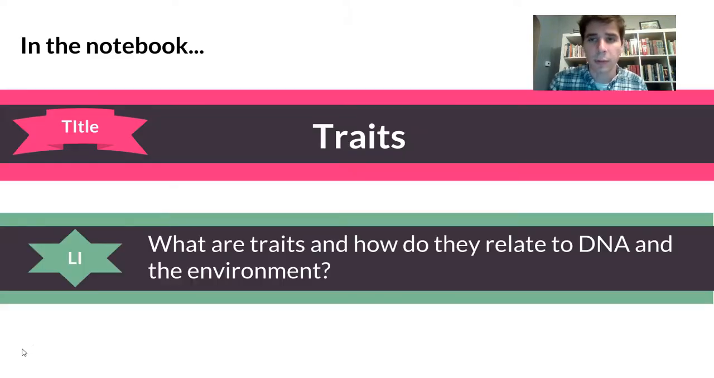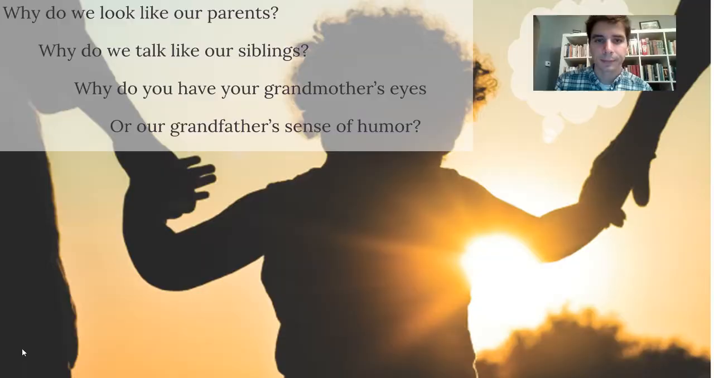So to start off with, we're going to start a new page in our notebook today. The title can just be traits, and we're going to write the learning intention today of what are traits and how do they relate to DNA and the environment. We're going to look at different traits that people might have, and we're also going to see what role the environment plays and how those traits are displayed in us. Okay, if you need to, you can pause the video right now, take some time to make sure you get that learning intention down. When you're ready, you can move on, but I'm going to keep talking.